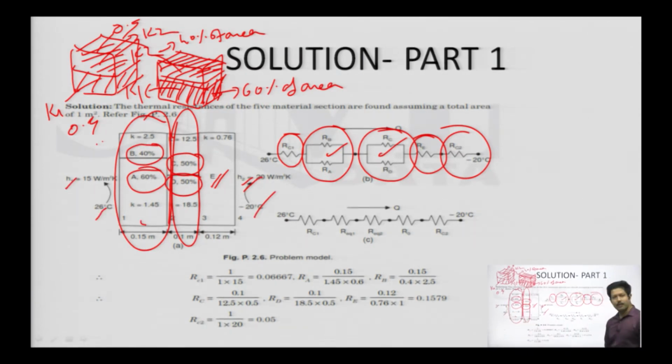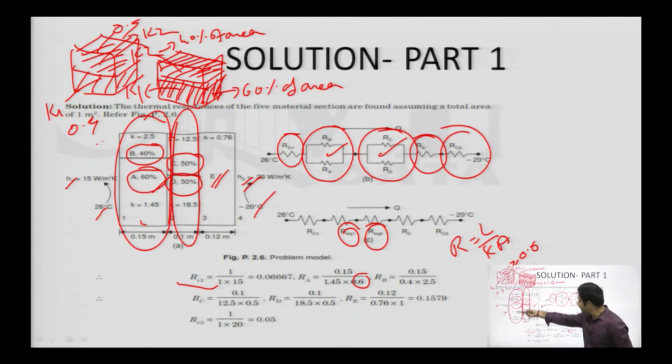So how do you do it? This is the simple concept. See, R equivalent 1, R equivalent 2. This is the R convection 1, which is 1 by H. Okay, this is RA. In terms of R conduction, it is L by KA, and the area is 0.6, that is 60% of 1. The complete total will be 100%, so the area is 0.6.